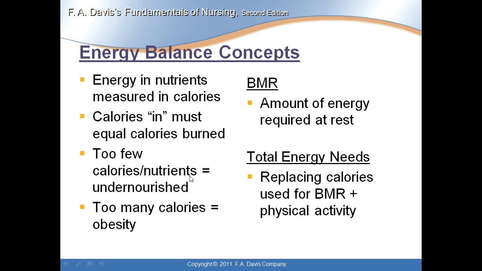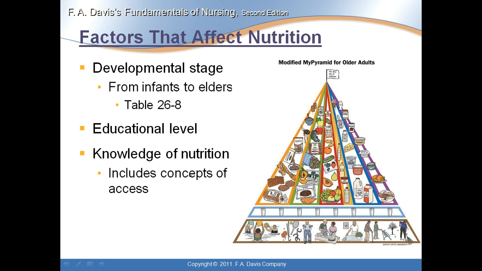All right, so we also have the BMR, also known as the basal metabolic rate, the amount of energy required at rest. We also have total energy needs, replacing calories used for BMR in physical activity. So factors that affect nutrition: there's developmental stages from infants to elders. You do have table 26-8 to look at. Again, familiarize yourself with the different stages and who needs what as far as consuming calories.